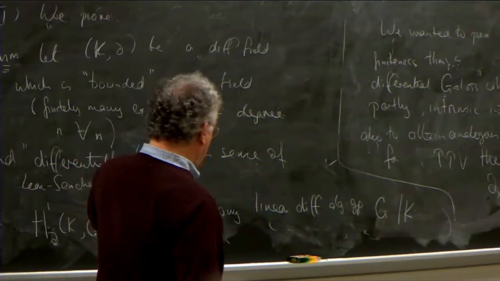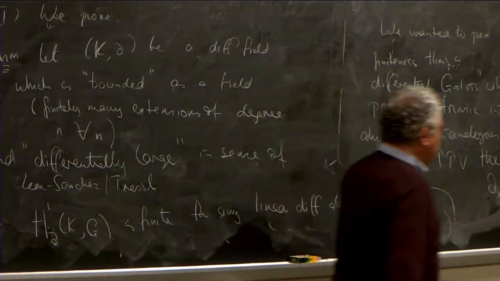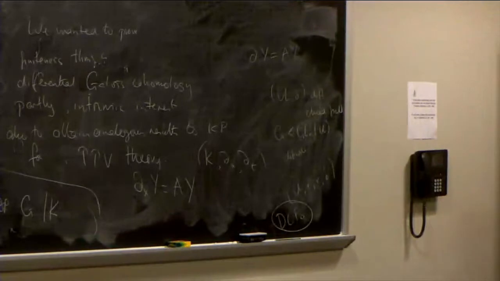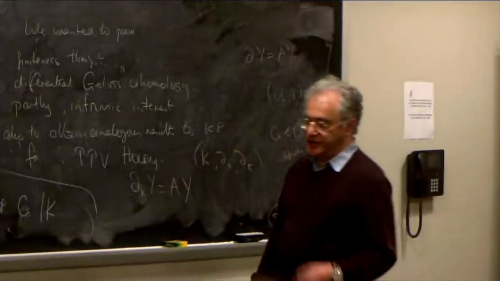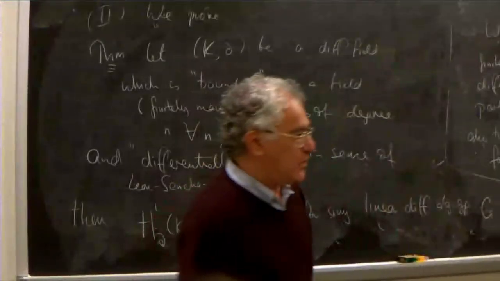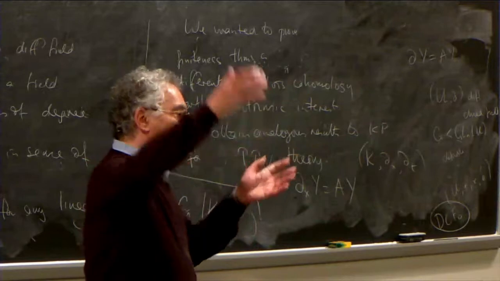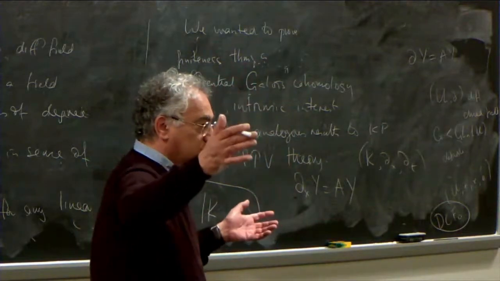This is the theorem we're proving. It's a finiteness theorem. You've got to see what it means. So a linear differential algebraic group is, for example, a group defined by a system of homogeneous linear differential equations in several variables. This will define a definable subgroup of the additive group to that power. Right, that's an example of it.